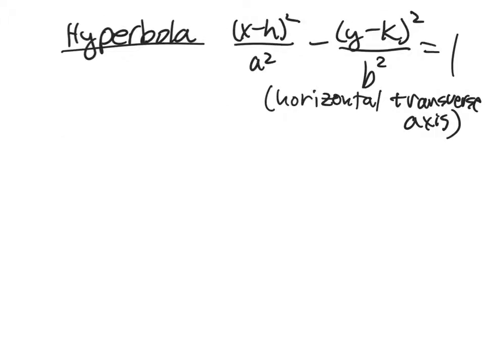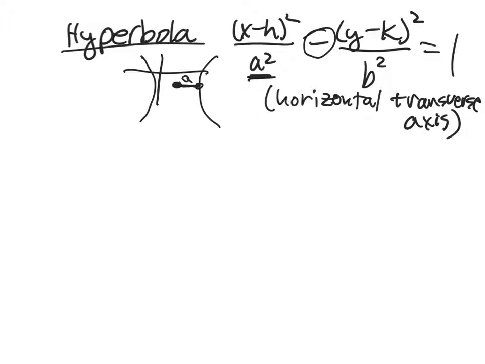So the hyperbola looks very much like the ellipse, except we have a minus here. And a squared will always be on the positive term. It doesn't necessarily have to be bigger than b this time. But just a quick sketch: if that's our center (h, k), then our hyperbola is going to open left and right. a is still, just like the ellipse, from the center to the vertex.